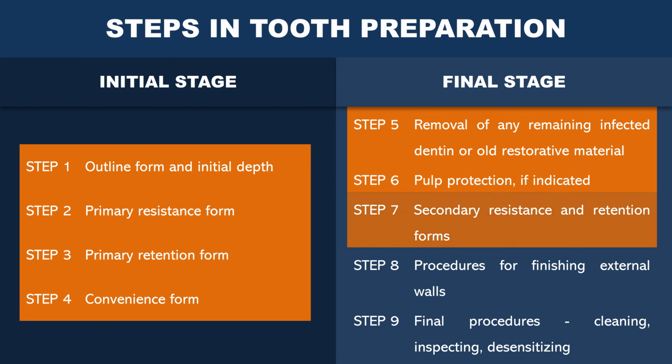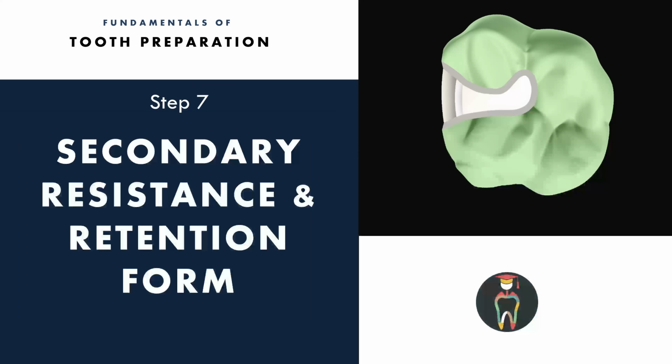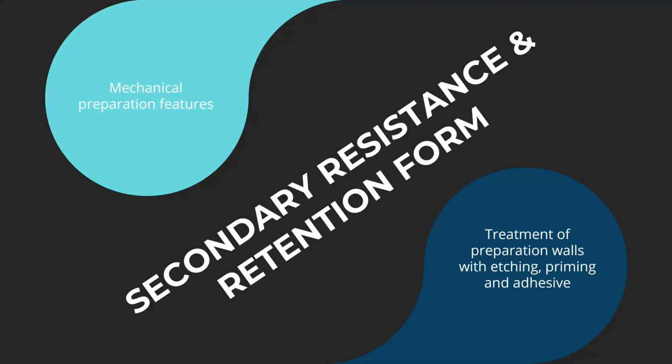The next step in the tooth preparation is the secondary resistance and retention form. We have already seen about the primary resistance and retention form in the initial stage of the tooth preparation. In the final stage, we have already protected the pulp by applying a dental base or some alternative material, and then we have removed the deep decay like the affected dentine or maybe the infected dentine. Because of all these things, the retention which was provided by the primary retention, and maybe also the resistance form, may be compromised. So in order to enhance that, we have to do a secondary resistance and retention form.